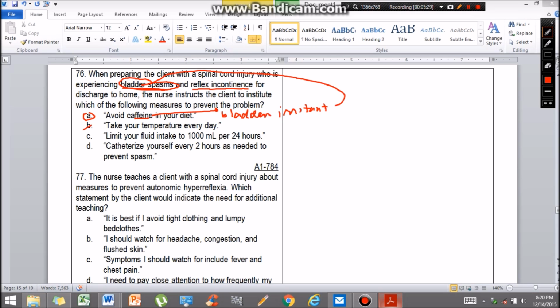Take your temperature every day has nothing to do with spasm. Limiting fluid will not prevent spasm, and catheterization every 2 hours is too often. So the client will be prone to what? UTI. Best answer is letter A. Next.